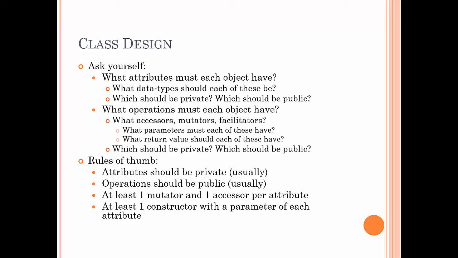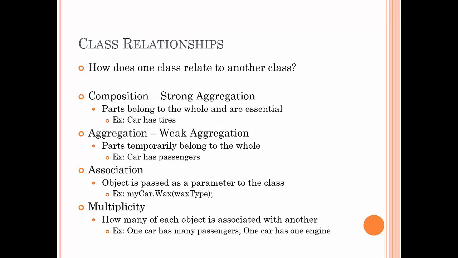one mutator and one accessor for each attribute, and you will need at least one constructor with a parameter that correlates to each attribute. Usually, as your applications get more complex, you will have many custom classes that must relate to each other in various ways. At the simplest level, those relationships are composition, aggregation, and association. We can use multiplicity to define a numerical relationship between objects. As before, these terms are somewhat poorly standardized, and you may see other developers use slightly different terms.